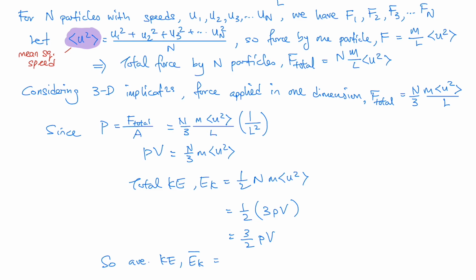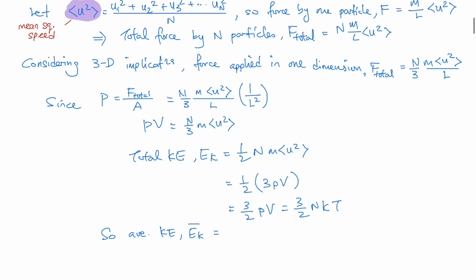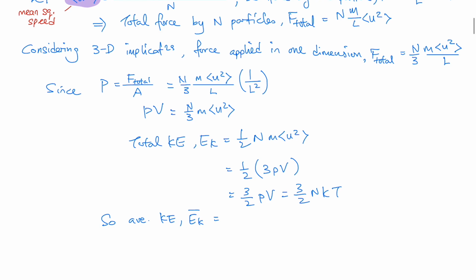Now recall, PV is actually an expression of the ideal gas, equal to nkT. So we can express it in this way. And therefore, the average kinetic energy will be the whole total kinetic energy divided by the number of particles there. So each particle will have this amount of kinetic energy. And dividing by n, we get 3/2 kT.